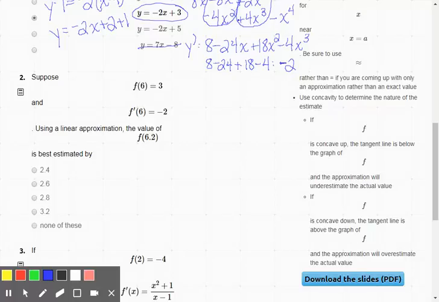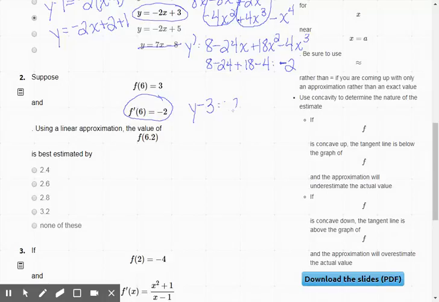What we're doing is we're writing the equation of a tangent line here. Y minus 3 equals, the slope comes from the derivative, so the slope is negative 2 times x minus our x value of 6. So we've written the equation of a tangent line. We can use that to approximate for 6.2 because 6.2 is really close to this.